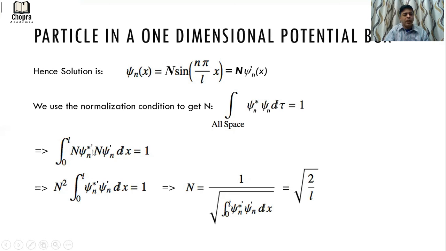So basically the normalization constant we can easily get by integrating this particular thing here, and then you have 1 by root of the integration from 0 to L of psi n star dash psi n dash dx, which will turn out to be root of 2 by L. This is very simple mathematics. You can integrate and get the value of the normalization constant to be root of 2 by L. Once we know the normalization constant, it is very simple to find the final solutions for particle in a 1D box.